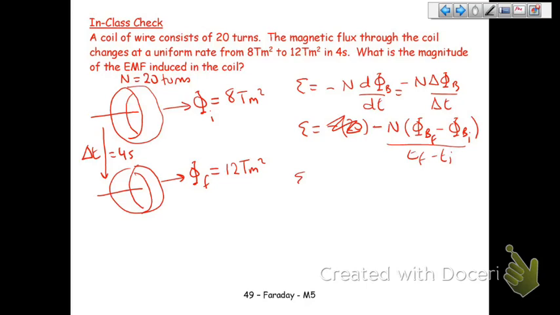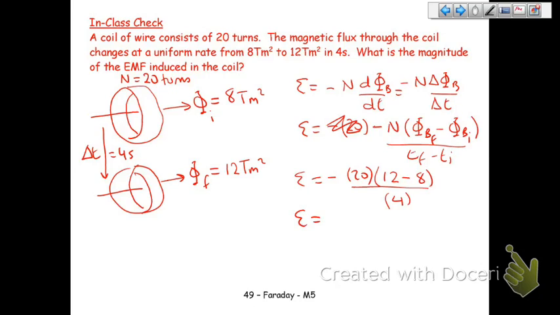Now I look at my question and I say, okay, well, that's going to be minus 20 times phi B final, which is 12, minus phi B initial, which is 8, over t final minus t initial, which I don't know, but I know the delta t is equal to 4.